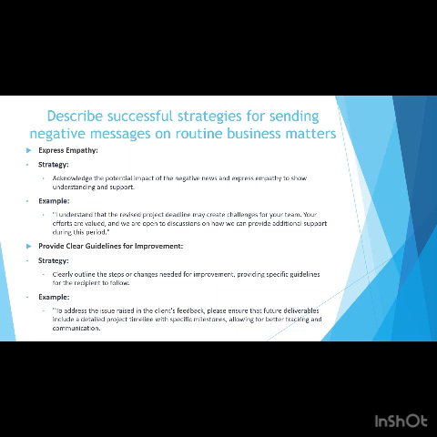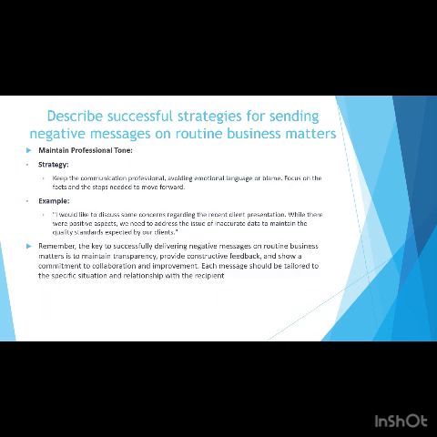Then we have to maintain professional tone. So this is where we keep the communication professional, avoiding emotional language or blame. So we focus on the facts and the steps needed to move forward. So for example, I would like to discuss some concerns regarding the recent client presentation. While there were positive aspects, we need to address the issue of inaccurate data to maintain the quality standards expected by our clients. So here you can see by maintaining a professional tone, it helps to ensure the message is taken seriously and fosters a sense of respect.